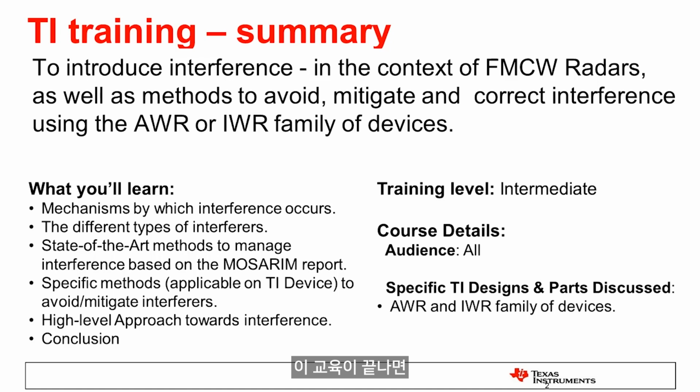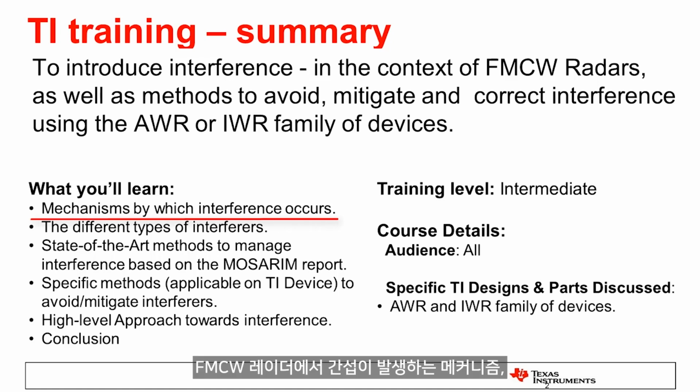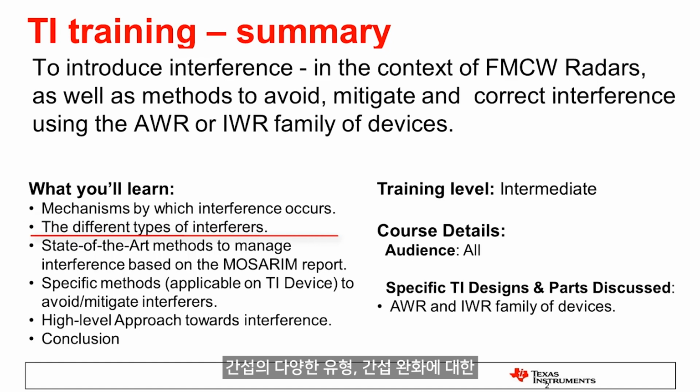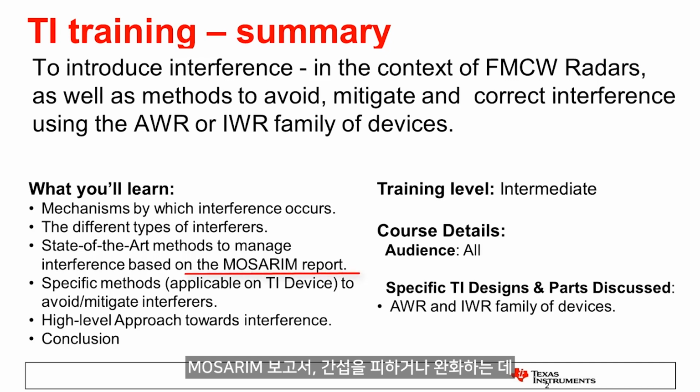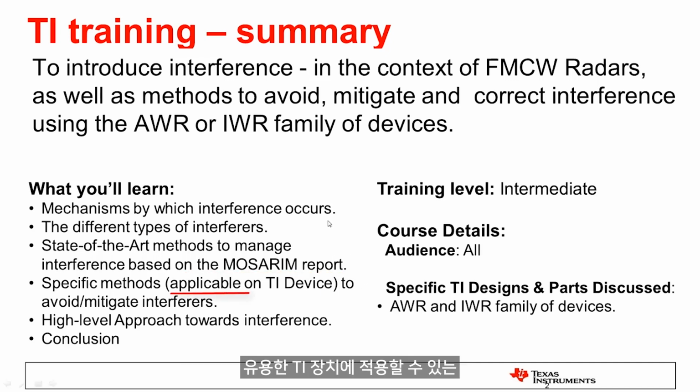At the end of this training, you will learn the mechanisms by which interference occurs in FMCW radars, the different types of interferers, the results of the EU-funded research on mitigating interference called the MOSARIM report, and specific methods applicable on TI devices that are useful in avoiding or mitigating interferers.